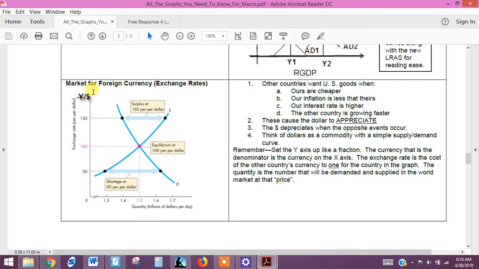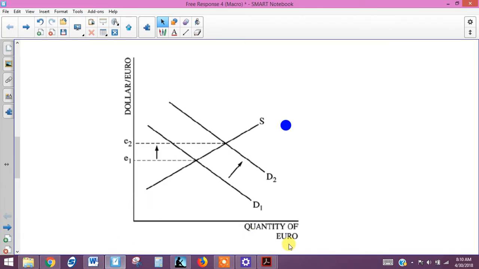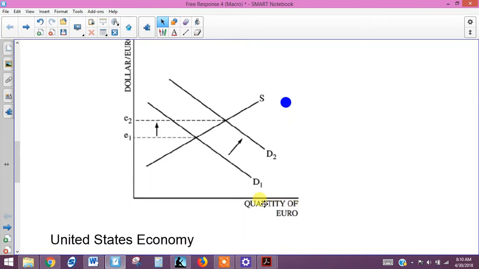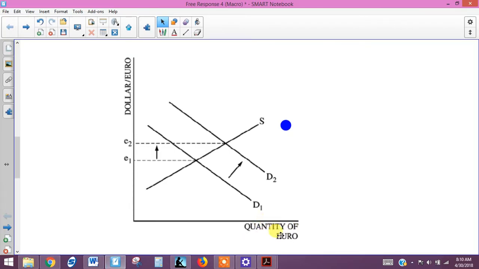Now think about this. Whatever you see in the quantity, if it's quantity of a euro, and we're looking at the euro relative to the dollar, now it's dollar per euro. How many dollars does it take to buy 1 euro? So that's what we're looking at.